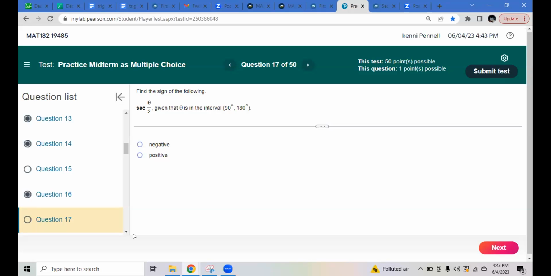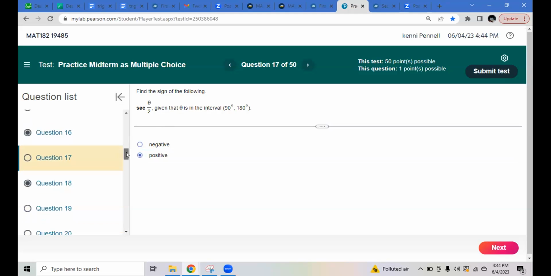Okay. So it's in 90, 180. So that means it's in quadrant 2, and secant in quadrant 2 is negative. But you have to cut the angle in half. You see how it's just theta divided by 2? Why do you have to cut it in half? Because of the 2 in the denominator? Yeah, it says that theta is from 90 to 180, but theta divided by 2 is not. So you have to divide both of those angles by 2. Okay, so 45 and 90. Does that move it to quadrant 1? Yes. Okay, so then secant, well, everything's positive in quadrant 1. So it's positive. Yes. All right, sweet, thanks.